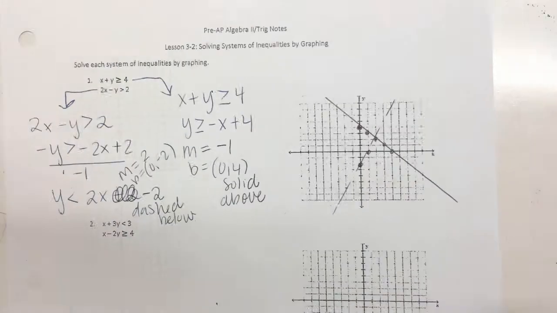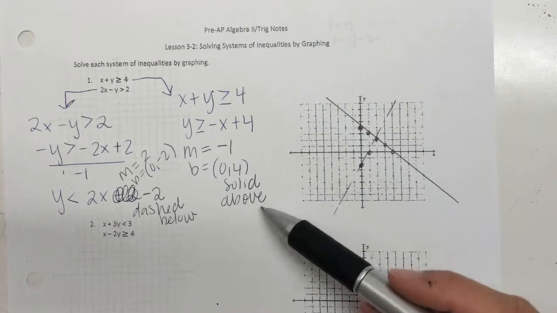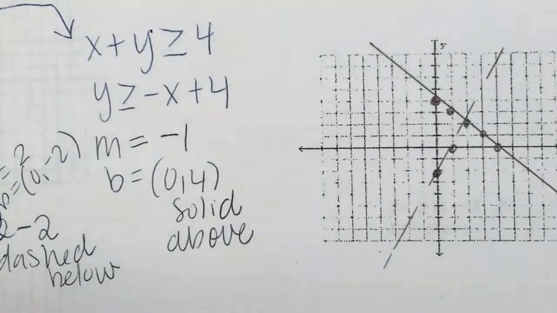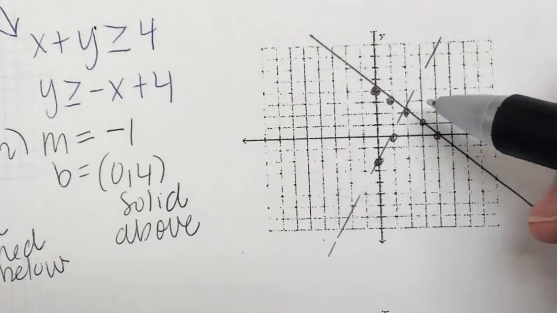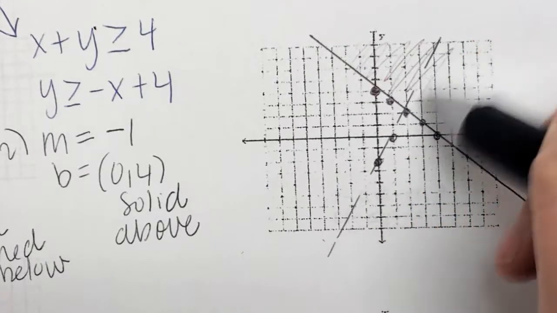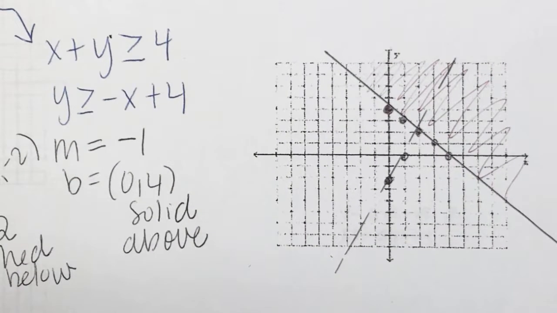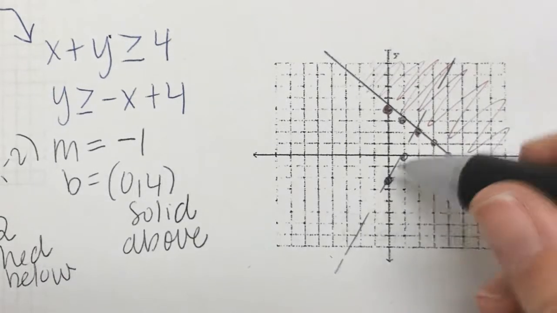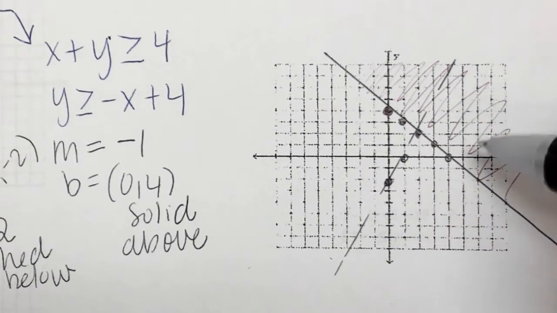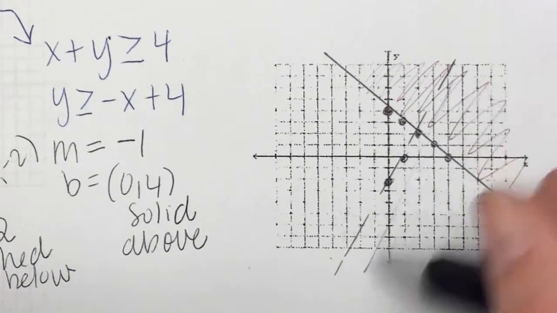Alright, now we do the color pencils. So use one of them to do your shading for your first line. I'm going to use pink for my first line. And I'm going to go to the solid line and shade what? Above. Good. Shade lightly. And then I'm going to take another color, and for my dash line I'm going to shade above or below. Below. Very good.